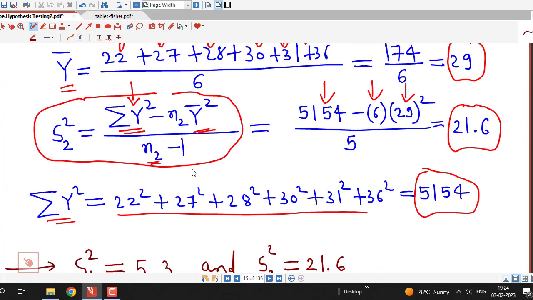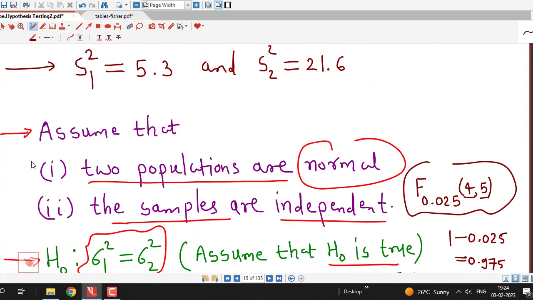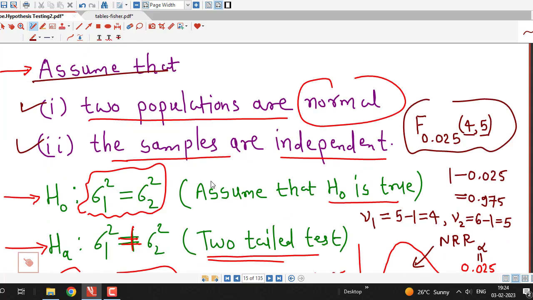And be careful, if these two assumptions are not given in your question, then you should assume that these two conditions are satisfied, and only then can we apply the F ratio test.